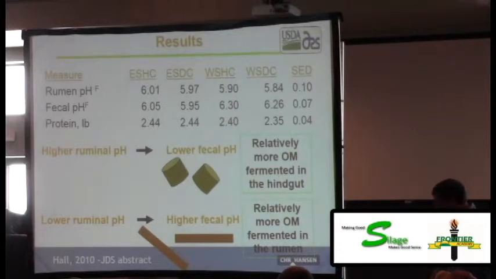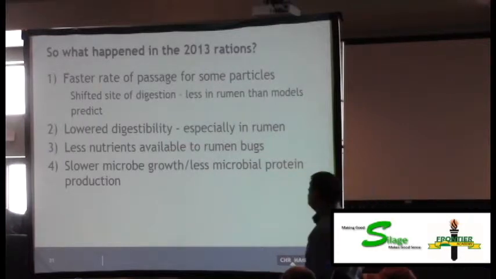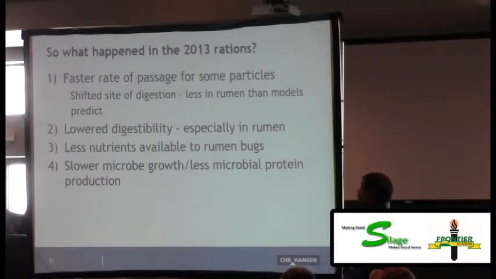They moved the site of digestion lower back into the tract. So how does that relate to our 2013 rations? If we had a faster rate of passage, particularly of our fine particles, we shifted that site of digestion, so that great corn that we thought was going to do real well in the rumen didn't do so hot in the rumen. It actually passed out and then didn't actually get digested in the hindgut. That lowered the digestibility of the starch below what we saw it being on paper.